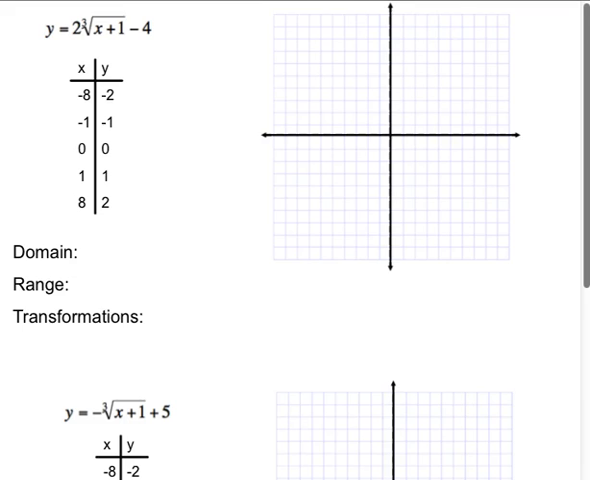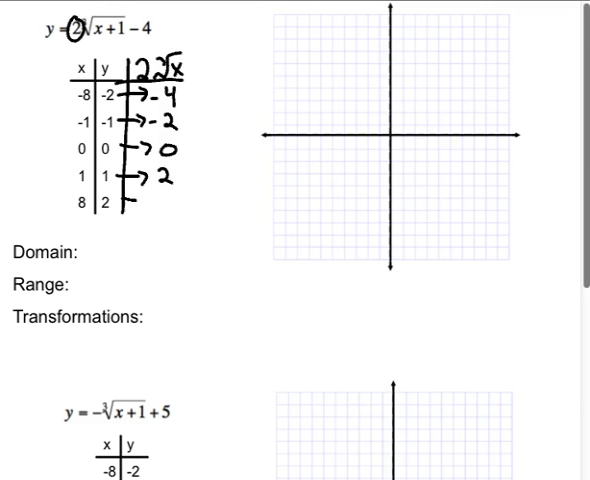So let's move on to our next example. Now this example starts utilizing the table, because notice I have that stretch that's incorporated in my equation. So remember, I include that stretch in my table. I'm going to multiply every one of these values by 2. Once I've done that, well, now I'm done with that middle column.